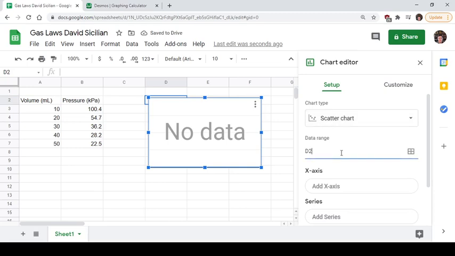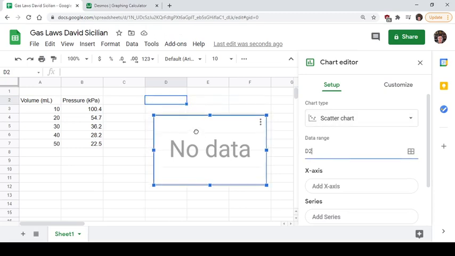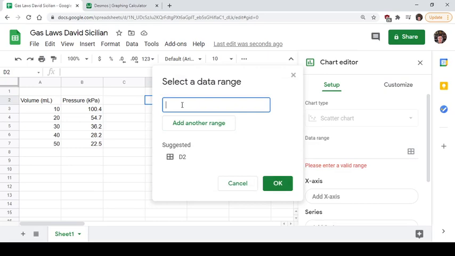Under data range, it has the cell that I had highlighted in there. Go ahead and delete that. But under data range, once you've clicked in there, you should see this button for select a data range. Click on that, and with the cursor in here blinking, select the pressure column. Click and drag over that pressure column and then just hit OK.